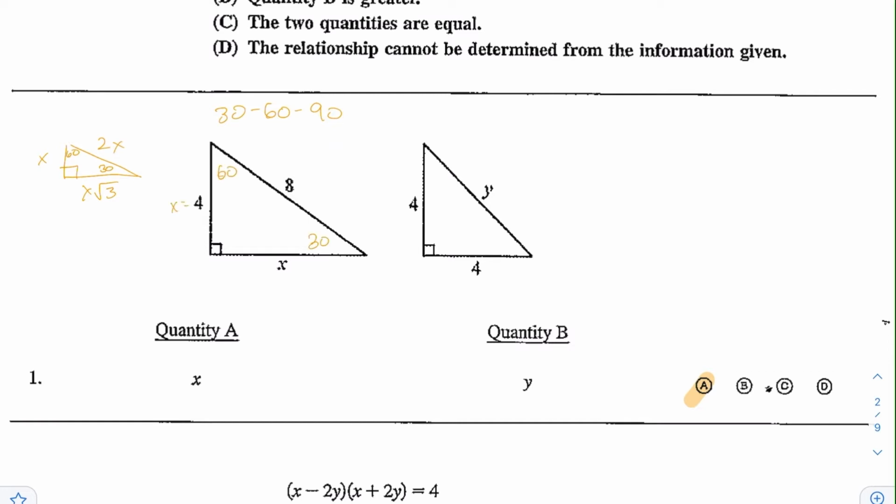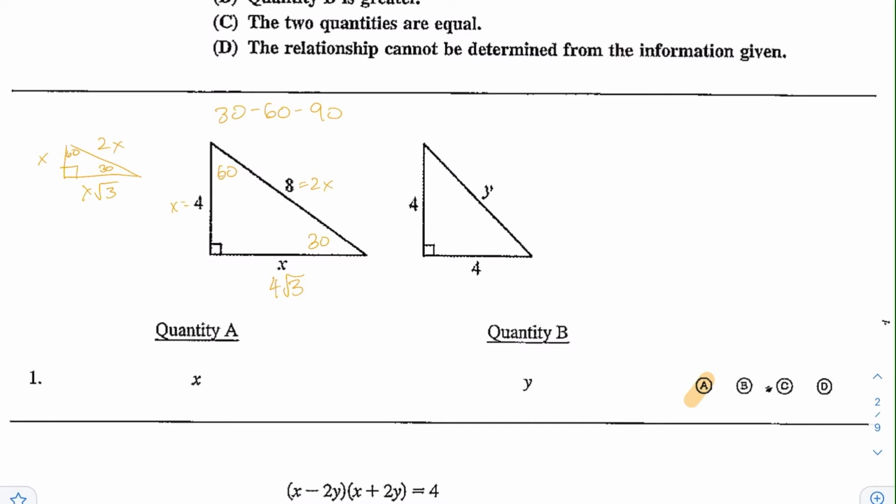And x is equal to 4. 8 is 2 times x, or 2 times 4. And that means that this x has to be 4 root 3. So this is a 4 root 3, 8 special right triangle at 30, 60, 90.